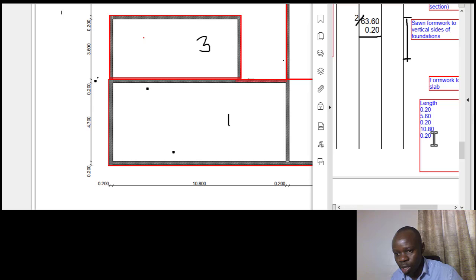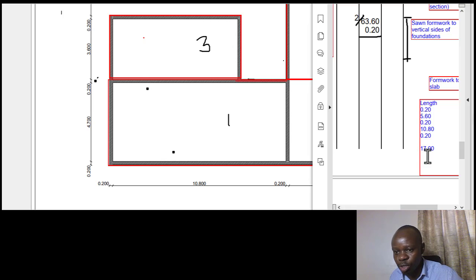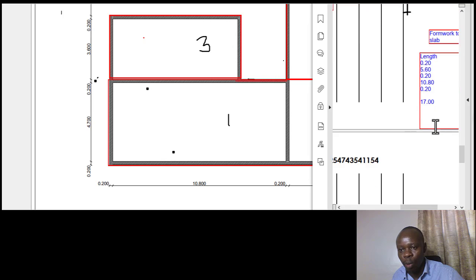Okay. So this one is going to be 5.8, 6, 16.8. That is 17.00. So once you have that indicated, then it means leave alone the one, it shouldn't be there. So we have the length, and then we calculate now the width.